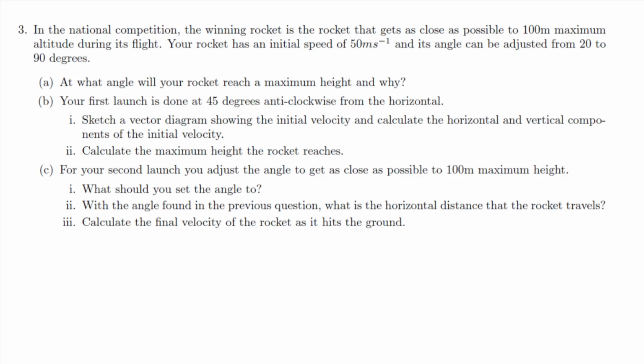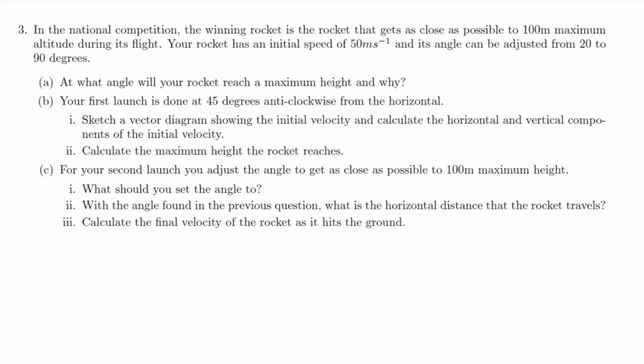Welcome back. So in the national competition, the winning rocket is the rocket that gets as close as possible to 100 meter maximum height. Your rocket has an initial speed of 50 meters per second, and you can adjust its angle anywhere from 20 to 90 degrees. So what angle will your rocket reach a maximum height? Not 100 meters, but at what angle will it go the highest?